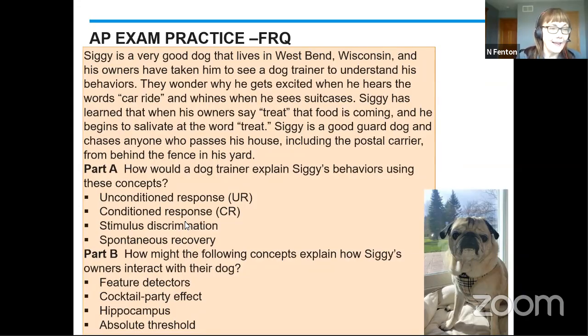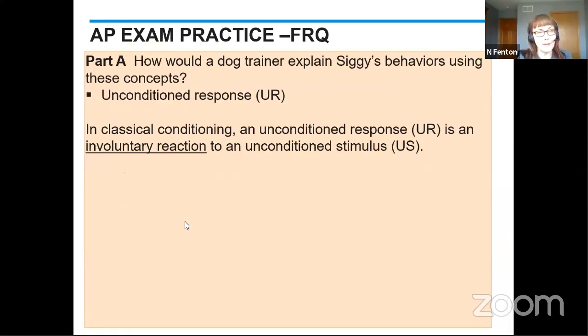For part A, the application, you're going to talk about how a dog trainer would explain Siggy's behavior, so Siggy the dog. In part B, you're going to use these same concepts, but you're going to talk about the owners interacting with their dog. So let's take a look at these point by point. The first point is unconditioned response.